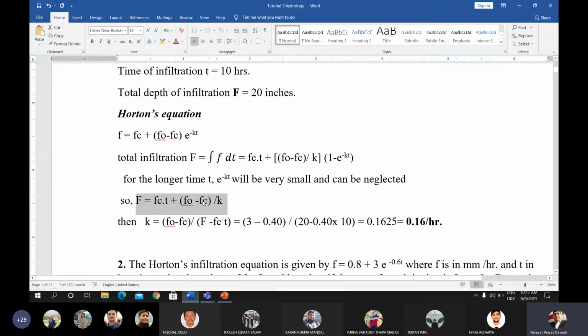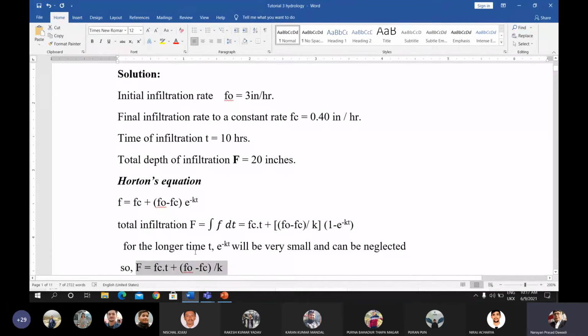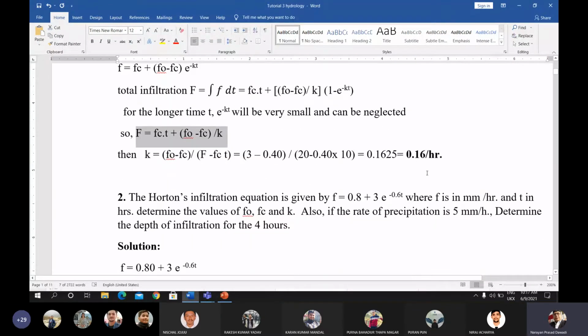Now from this equation, the value of k will be, moving F minus fc t to the denominator side, k equals f naught minus fc divided by F minus fc t. The t value is 10 hours, f naught is 3 inch per hour, and fc is 0.40 inch per hour. You will get the value of k as 0.16 per hour.